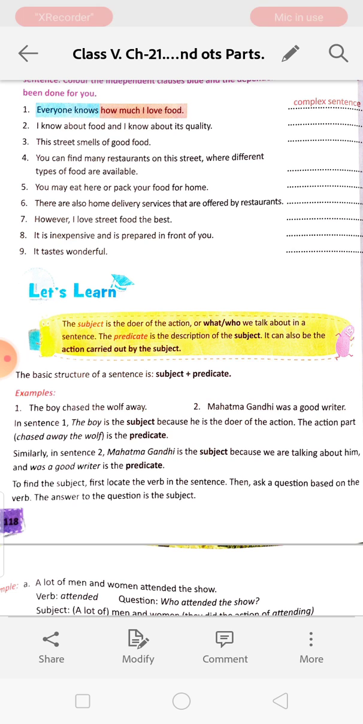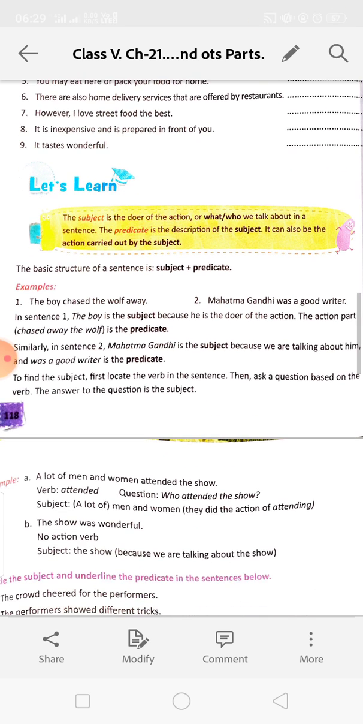Next, Mahatma Gandhi was a good writer. Here the verb is was. Who was a good writer? We are getting the answer: Mahatma Gandhi. So Mahatma Gandhi is the subject. So at first locate the verb, then ask a question based on it. Then the answer you get is called the subject.